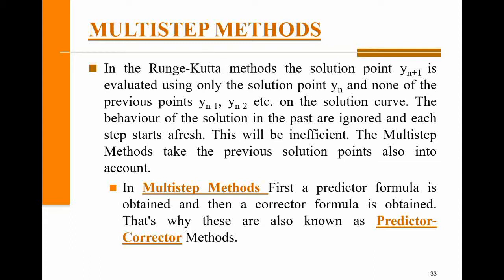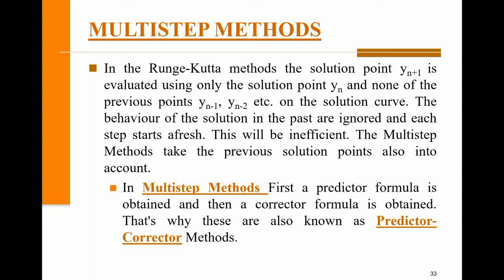So again, multi-step methods. Why do we need multi-step methods when we have the Runge-Kutta method, when we have other methods as well? So the answer is accuracy. We need more accurate results, right?